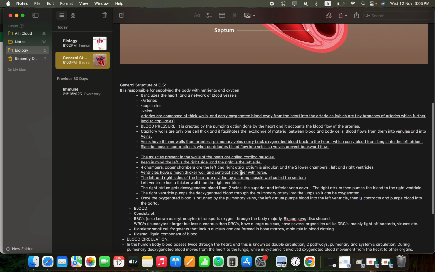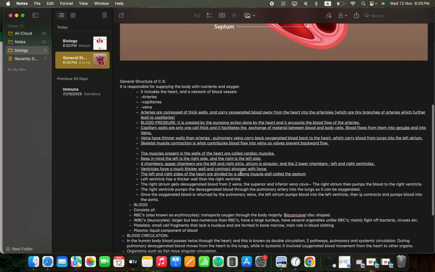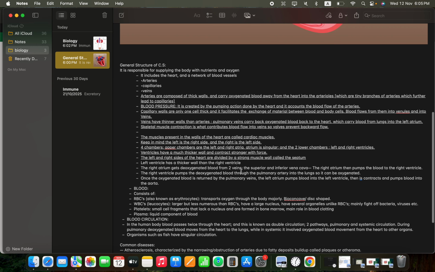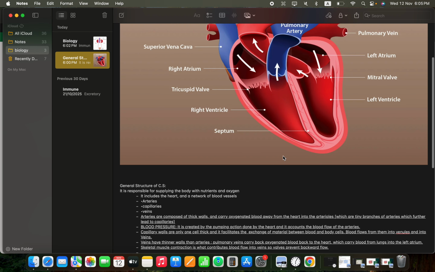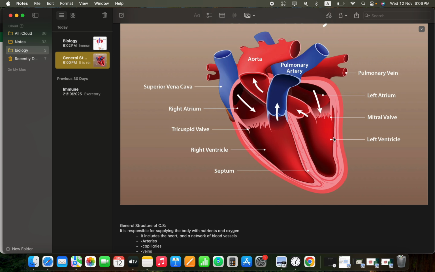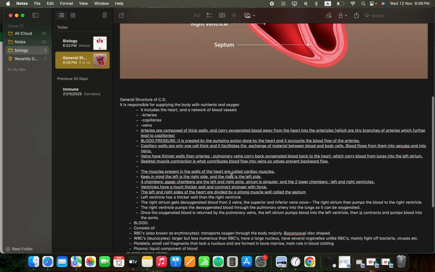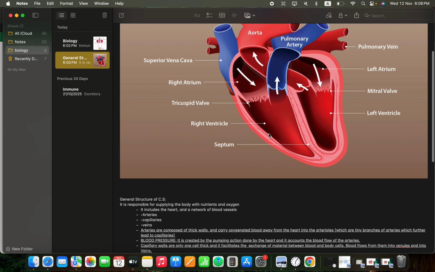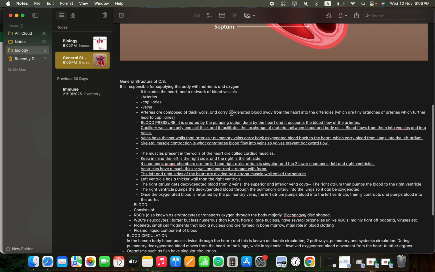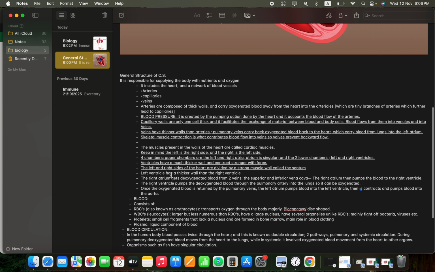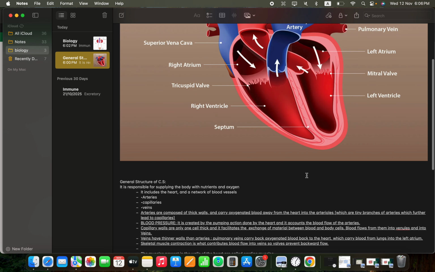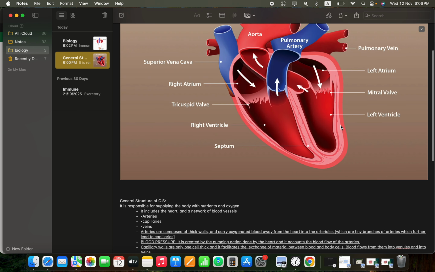The muscles present in the walls of the heart are called cardiac muscles. You should know that. So again, don't get confused. Your right side is the cross section's left side, and your left side is the cross section's right side. So just don't forget that. It might get confusing. We have 4 chambers, of course: the left atrium, the right atrium, the left ventricle, and the right ventricle. The left ventricle has a thicker wall than the right ventricle, and you can even see that here. This is the left ventricle wall, and then we have the right ventricle. It's clearly thicker here.